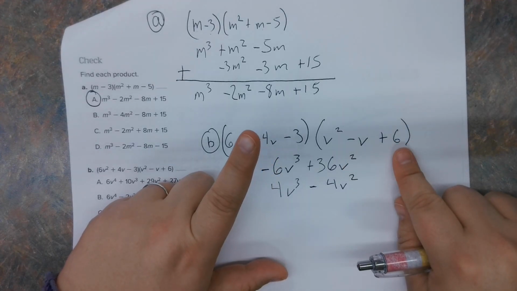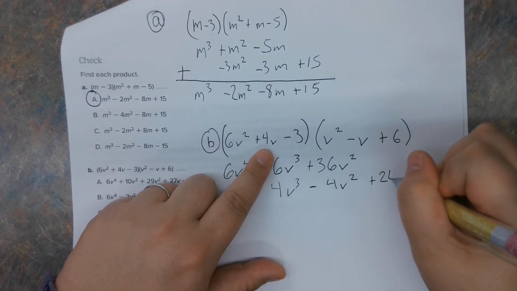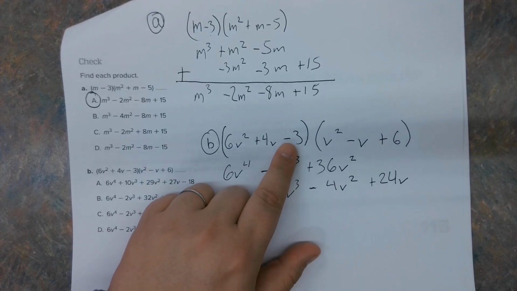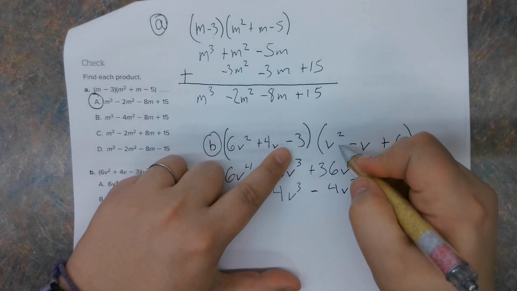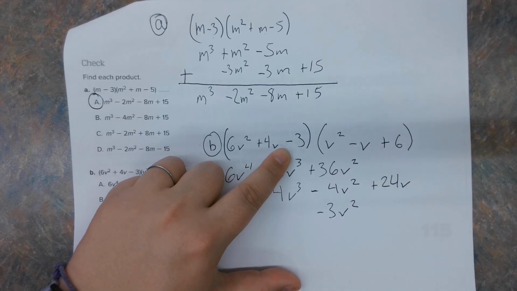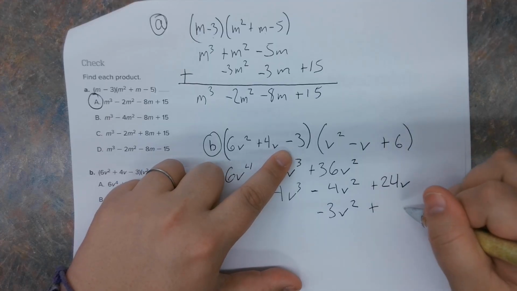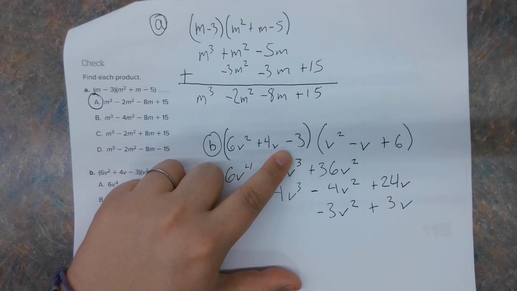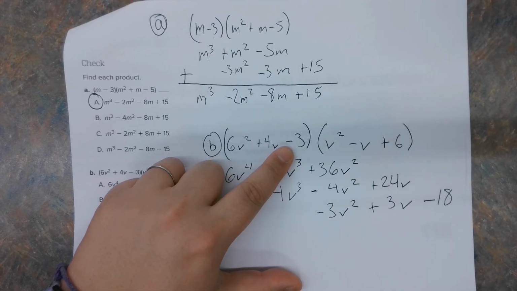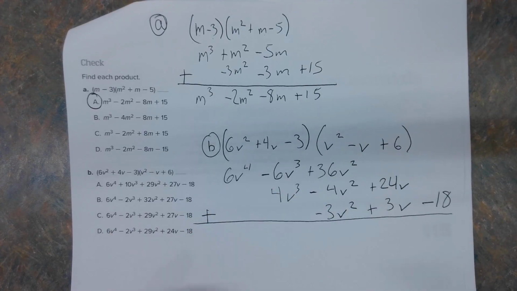Last one for this one, 4 times 6 is 24. I've got a v, so I've got a positive 24v. Last term, negative 3. Negative 3 times v squared, that's going to be a v squared. I have negative 3v squared. Negative 3 times negative v, that's going to be a positive 3v. Negative 3 times positive 6, that's going to be a negative 18. Big addition problem. Use your calculator if you need it.